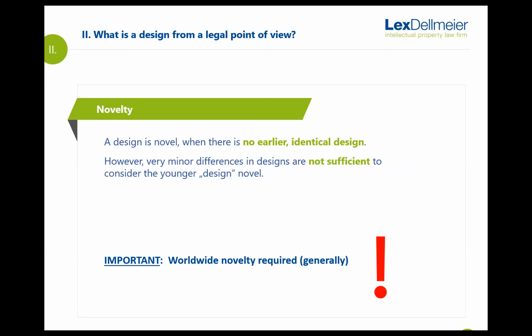So when are novelty and individual character given? A design is novel when there's no earlier identical design. However, very minor differences in designs are not sufficient to consider the younger design novel. So if the younger design has only slight differences to what's already known in the market, it will not be considered novel. Yes? I'll jump in here just as an example for everybody.